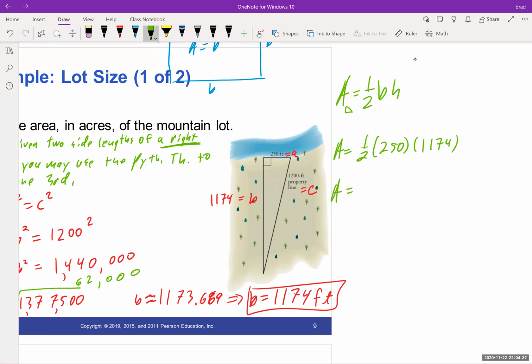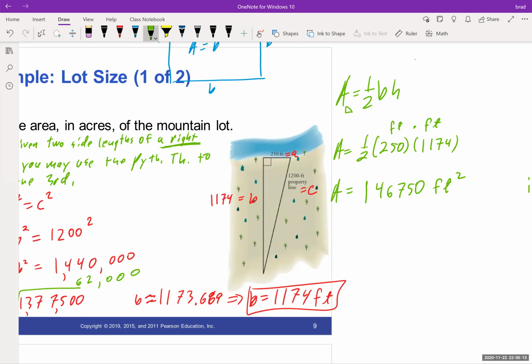So let's see what we get here. So 0.5 times 250. And again, I'm just doing all this on my calculator, you guys. So hopefully you got your calculator with you. So this is 146,750. And this is feet squared because this is feet times feet. And whenever you're finding area, feet times feet is feet squared, yards times yards is yards squared, and so on and so on. I get 146,750 feet squared.